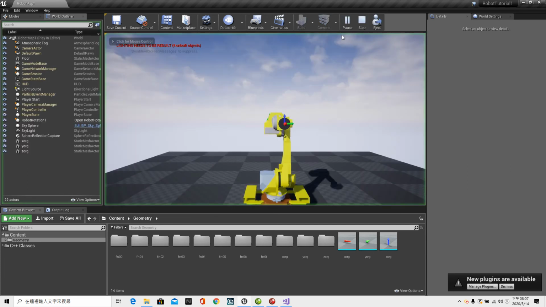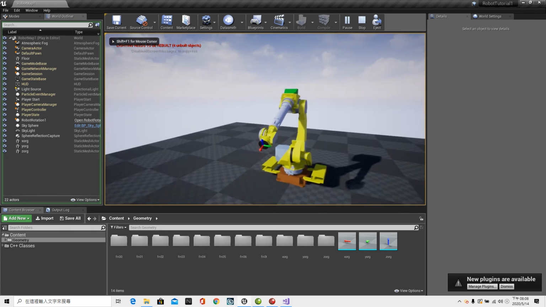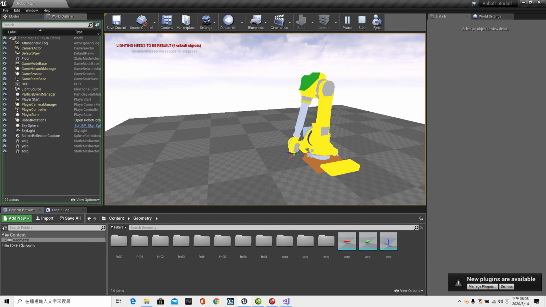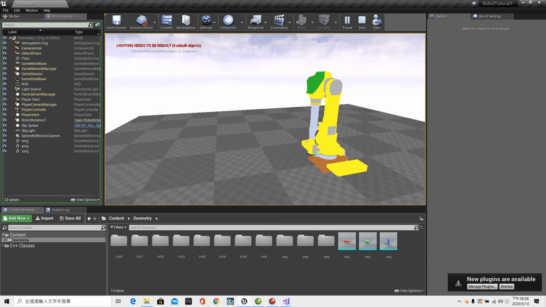Okay, play. RGB arrow, okay. The turning direction is no problem, until 90 degrees to the upper limit. Okay, no problem. Stop.